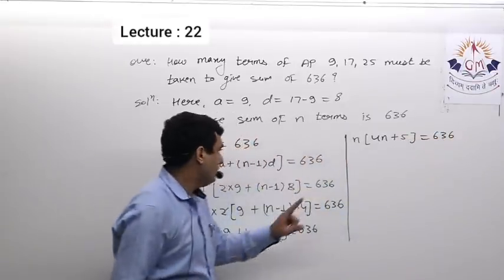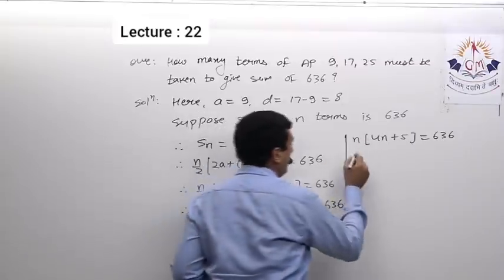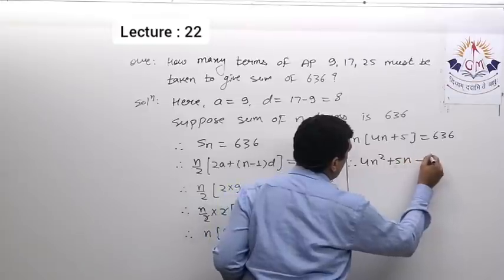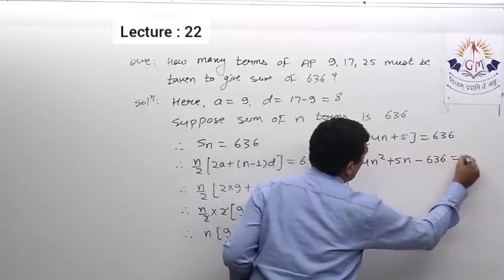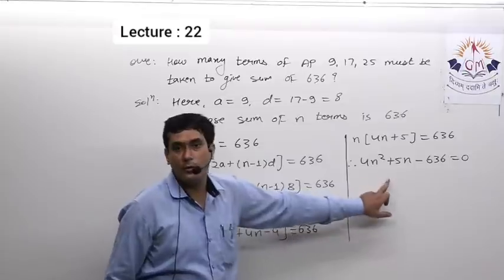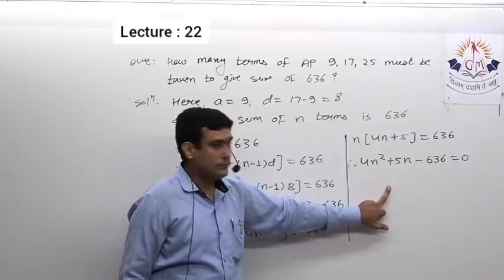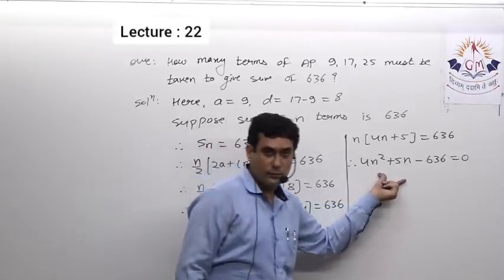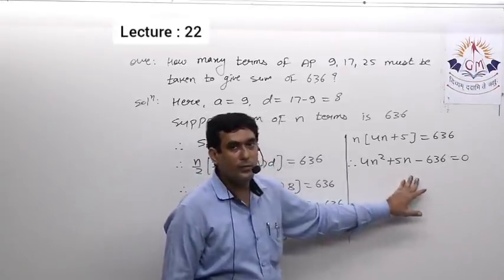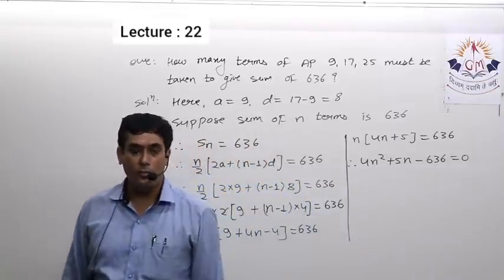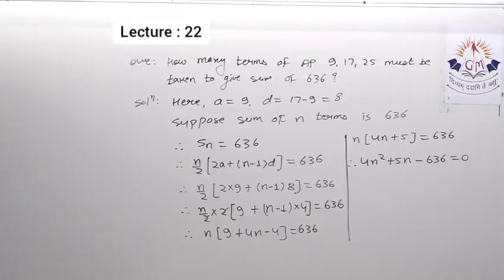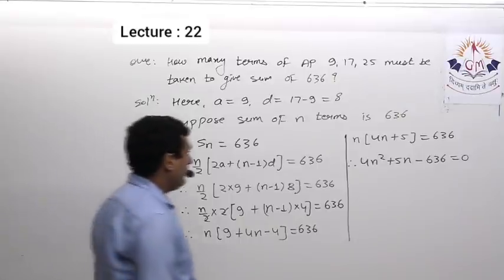Now what I have to do? Multiplication. So here I will get 4n square plus 5n minus 636 is equal to 0. So here actually I got a quadratic equation. Now I have to find the factors of this by splitting the middle term to get the value of n. So think over it for a while, then I will give its solution. Okay, now let us see its solution.